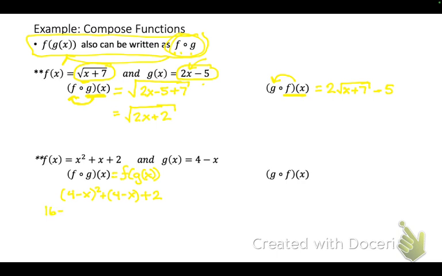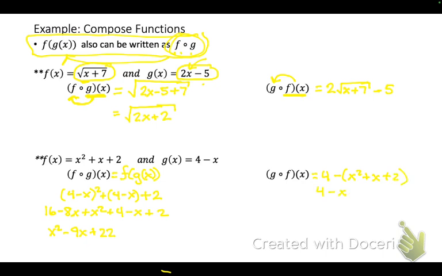Minus 4x plus 2x. X times x, what's that? X squared. So plus x squared. So 16 minus 8x plus x squared plus 6 minus x. X squared minus 9x. Plus 20.